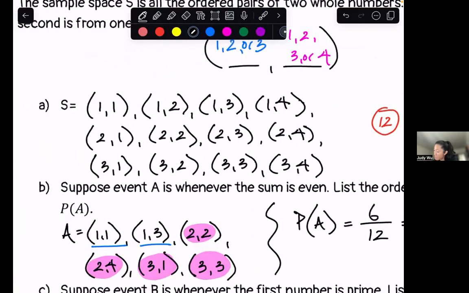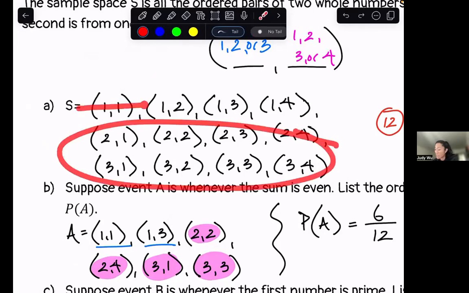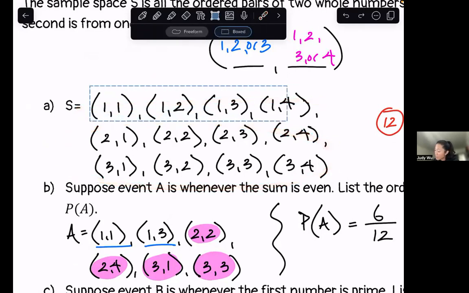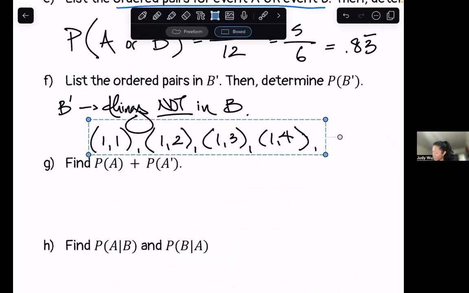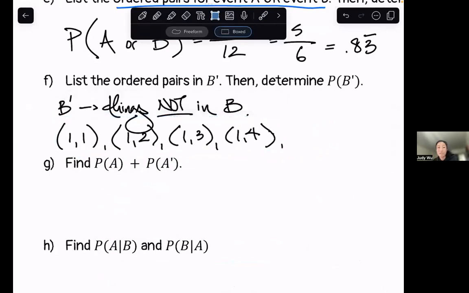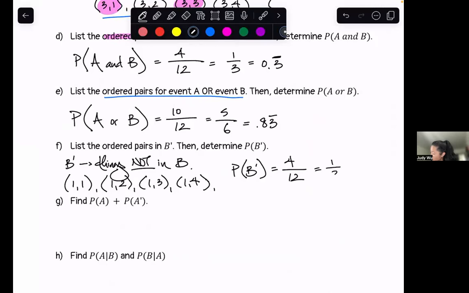So if I go back to here, to get B, I just chose the ones that started with a prime number, and the ones that I didn't pick were the ones that started with a 1. So what that means is that the ones in B prime are the ones that we didn't pick initially, okay? In other words, B prime is going to be 1, 1, 1, 2, 1, 3, and 1, 4. And if we think about how many times that happened, P of B prime is 4 out of a total of 12. And so that could be reduced to 1/3, or we could say 0.3 repeating, okay?